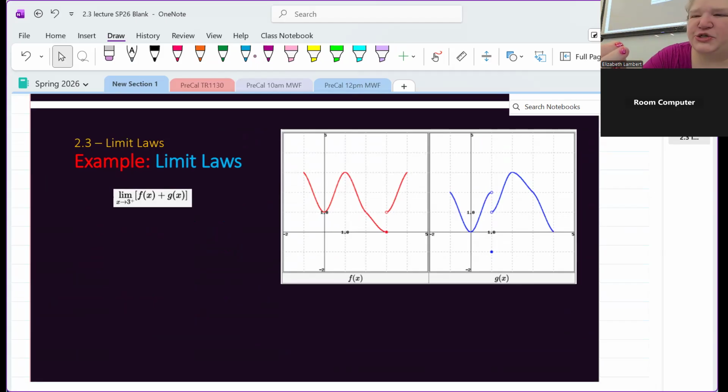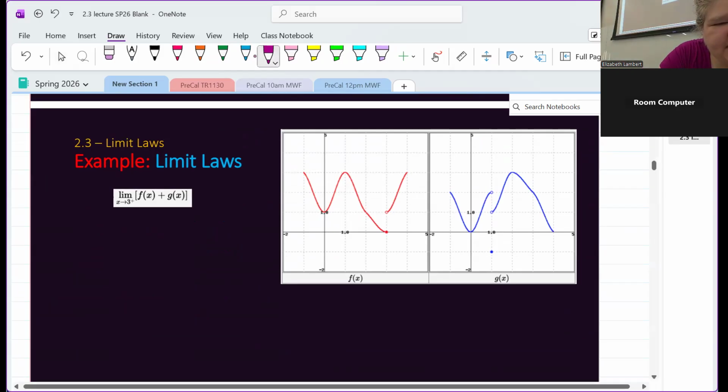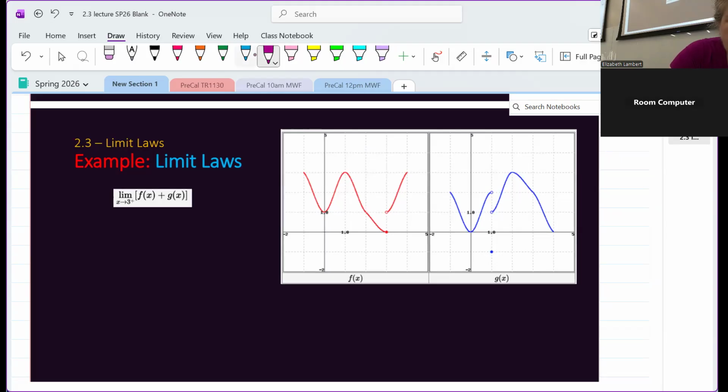So now I've got two different weird looking graphs. And then my question is the limit as x approaches 3 from the right, because it's got the little plus afterwards. So of f of x plus g of x. All right, so I can write this so I have the limit on each piece.